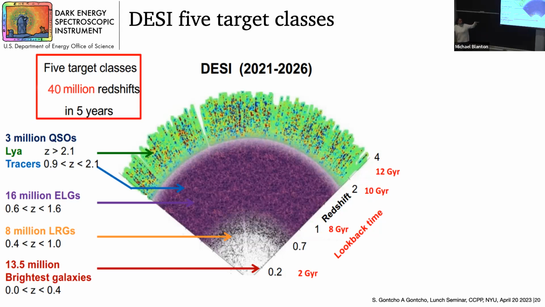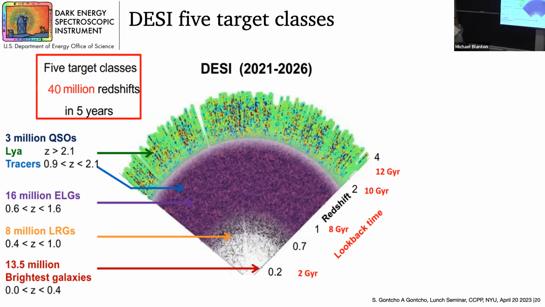Then you have the luminous red galaxies, which are similar to what we had in previous iterations of such SDSS surveys that cover 0.4 to redshift 1, roughly. And then from redshift 0.6 to redshift 1.6, one of the big new target classes that we're excited to bring to the table is the emission line galaxies. So now we're covering with galaxies entirely the redshift range up to 1.6.